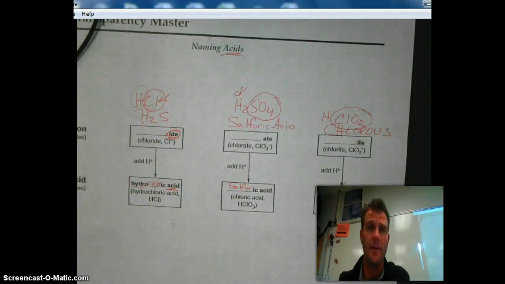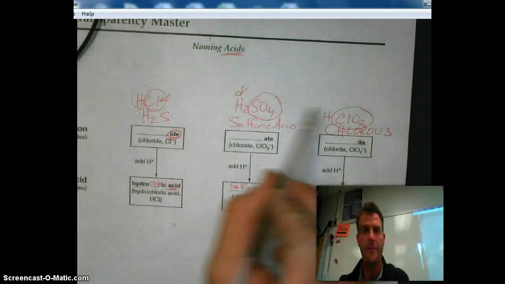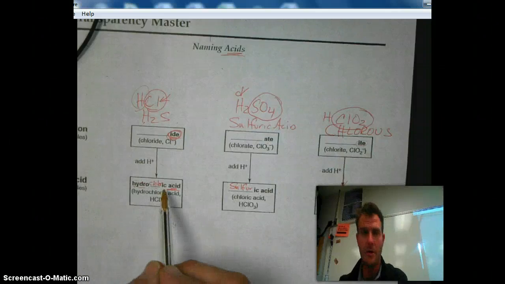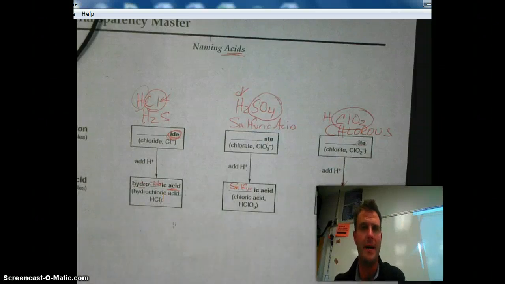Now, I know this is a short video. Naming acids is not that difficult. Everything is named off of your anion. So just look at the ending, look at where it goes to, and you should be able to name acids, especially when you are getting the mixed nomenclature sheet.